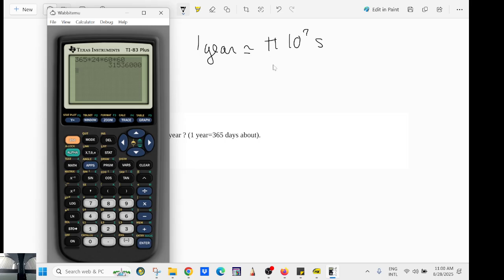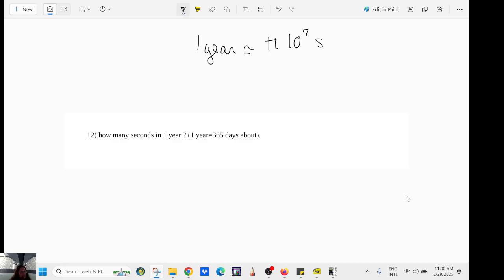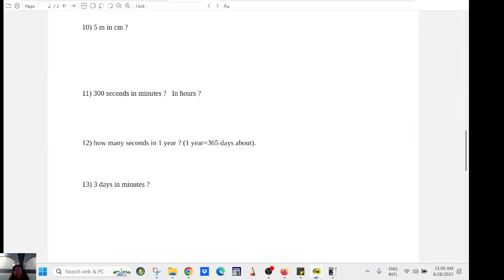So when you're going to use that, you can just say with your calculator, 1 year is pi times 10 to the 7 seconds. It's an approximation, but that's good enough. Okay, so 3 times 10 to the 7. Sometimes it's very useful to remember that. What else? Are you with me?